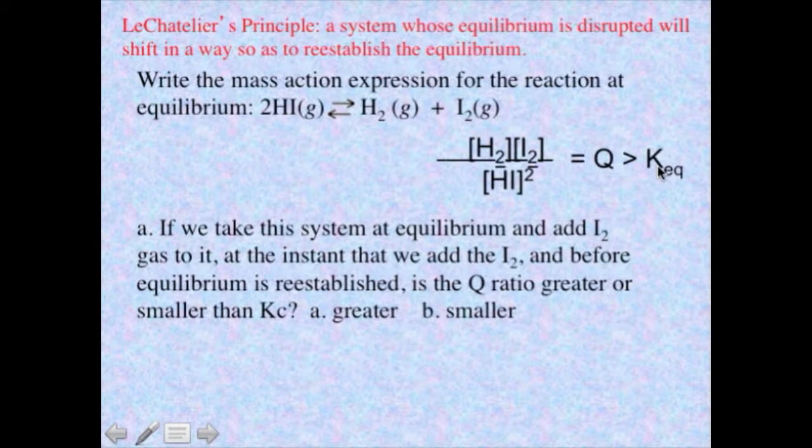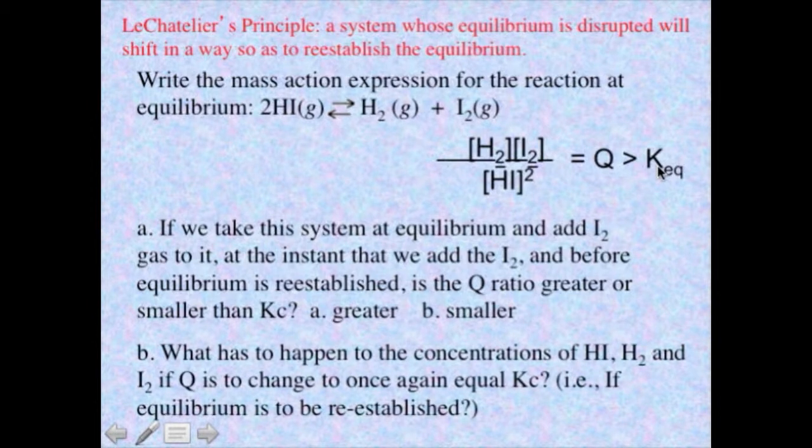So the system is no longer at equilibrium. And what has to happen to the concentrations of HI, H2, and I2 if Q is to change to once again equal KEQ? In other words, to reestablish equilibrium. Of course, it has to shift away from the products toward the reagent side. The amount of H2 and I2 decrease, and the amount of HI increases, and that lowers the value of this ratio until Q equals KEQ.